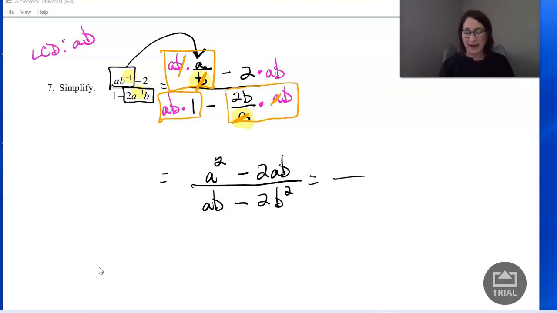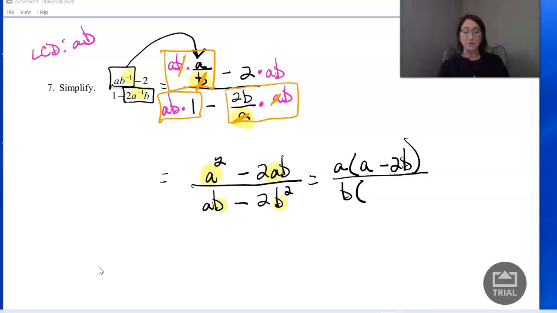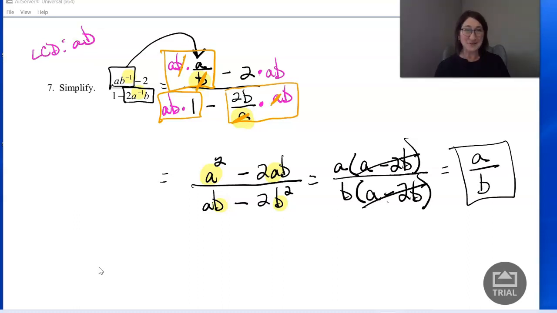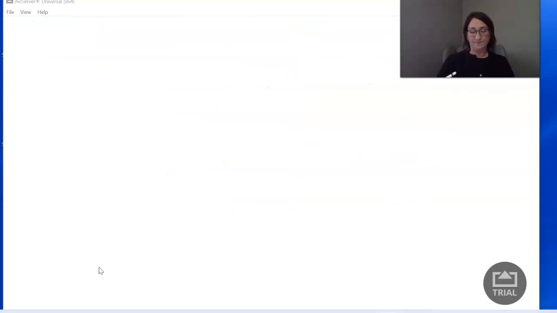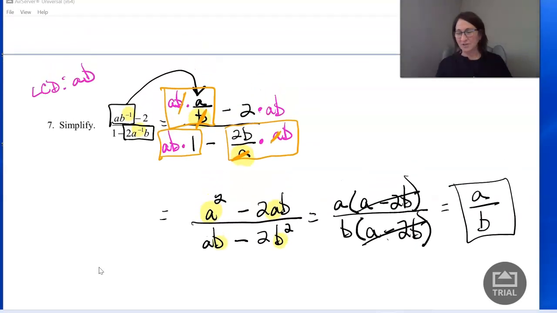Okay, so now fraction bar, let's focus on our numerator. I have a greatest common factor in the numerator. I can pull out an A. So I pull out an A, and there's an A minus 2B. Now for the denominator, I'm going to pull out a B, and I'm left with A minus 2B. So my A minus 2B's reduce, and so I am left with A over B. Well, that was fun. That was good. All right. So you should have what you need here in order to successfully complete the homework.